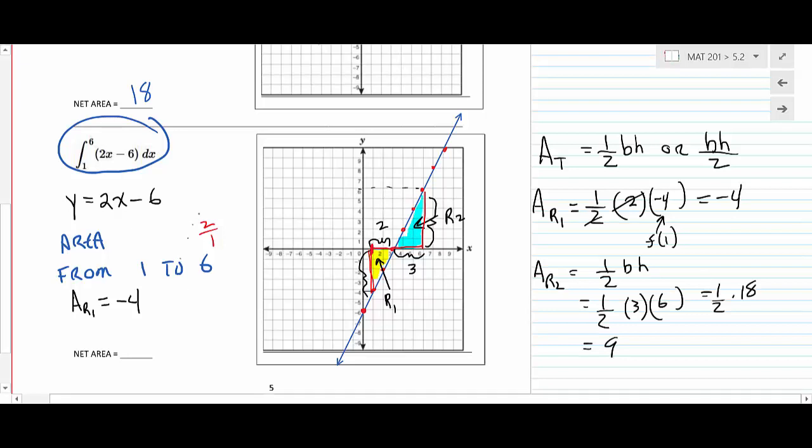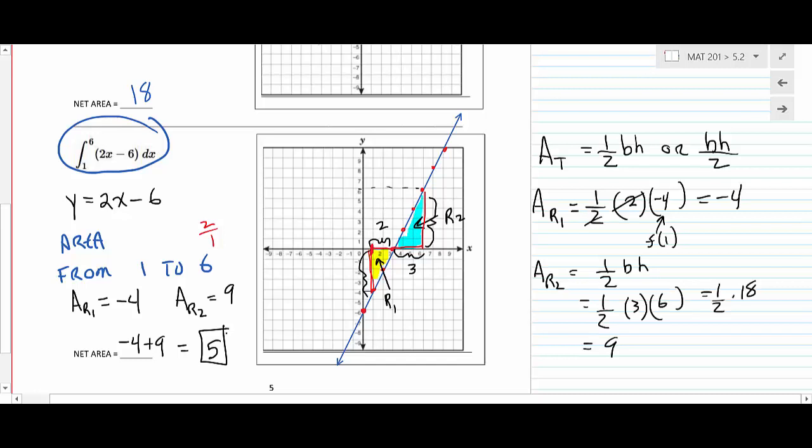Yeah, that should be okay. All right, so what we have then is this. We have the area of region 2 is equal to +9. And that's a positive. Why is it positive? Because it's above the x-axis. Okay, so the net area, just add them together. -4 plus 9, that's going to give you a net area of 5.